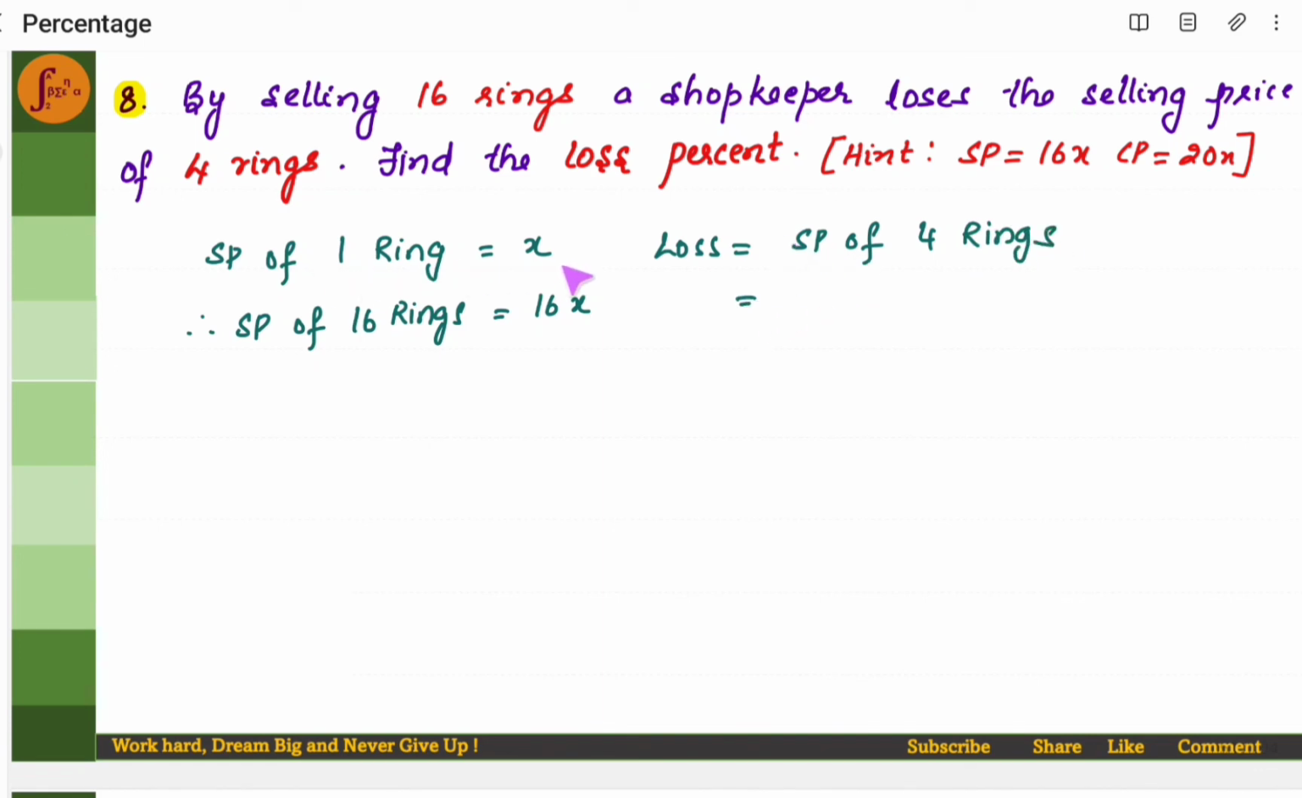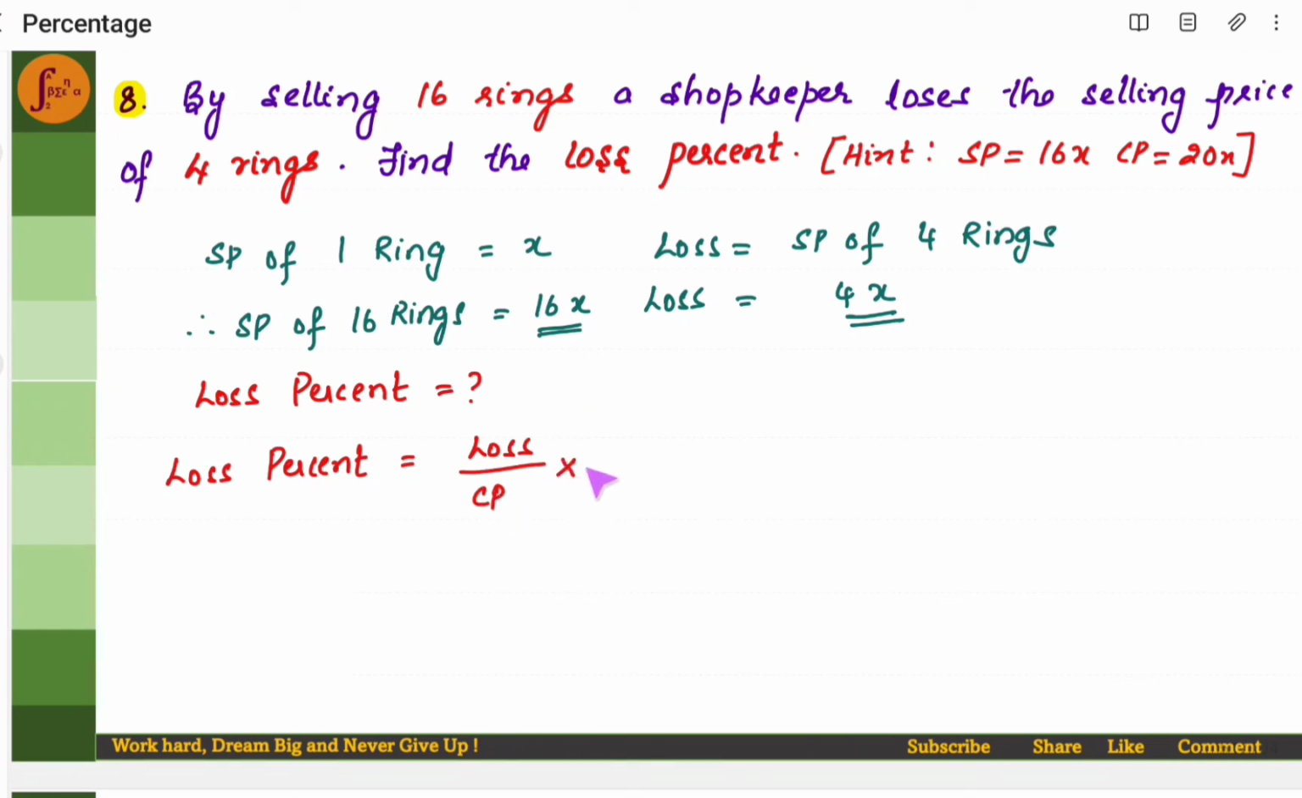Selling price of 1 ring is x. So therefore, selling price of 4 rings is 4 times x, right? 4 into x. So this is his loss. We'll have to find loss percent. What is the loss percent formula? Loss percent is equal to loss by cost price into 100. Correct?